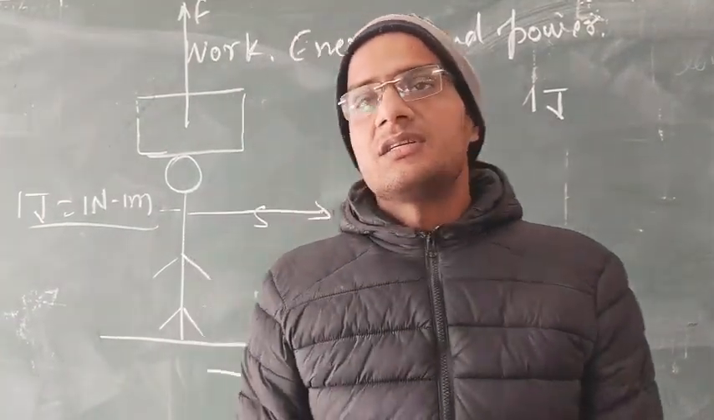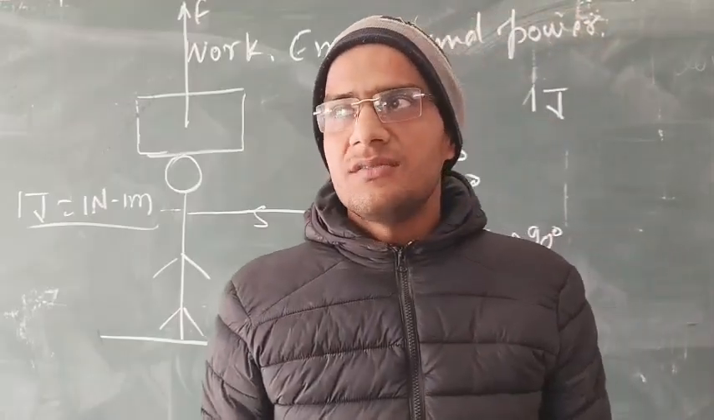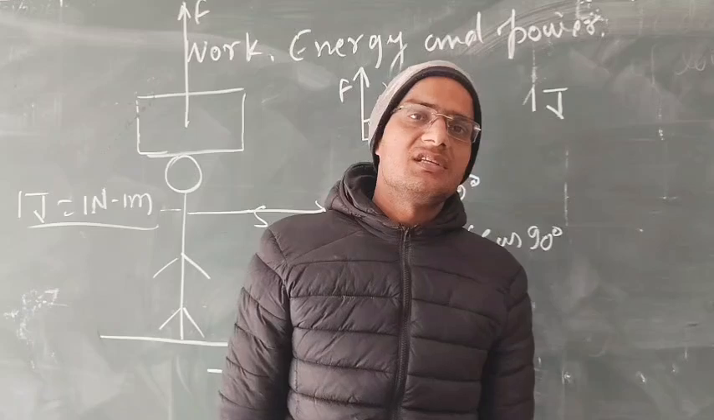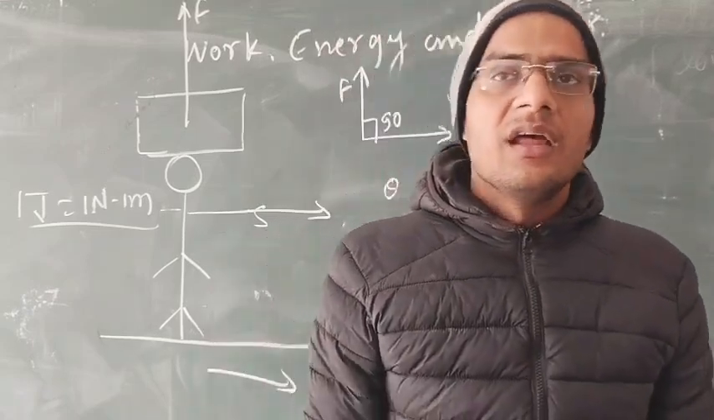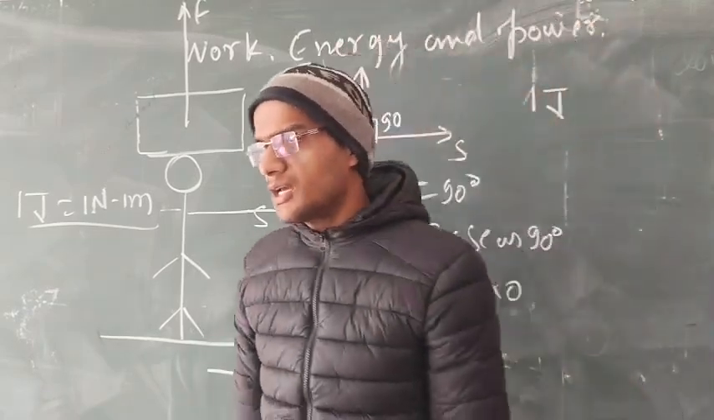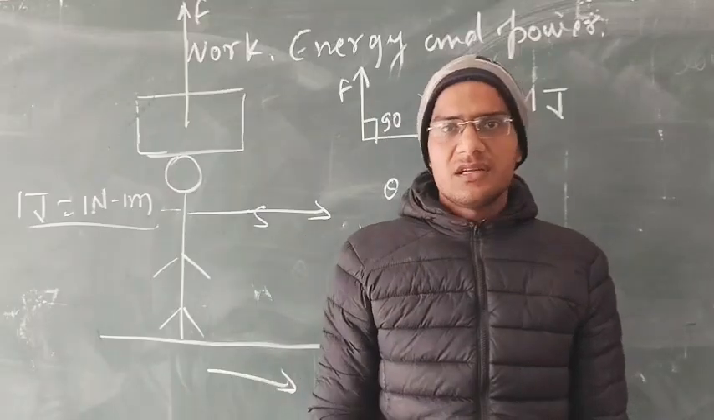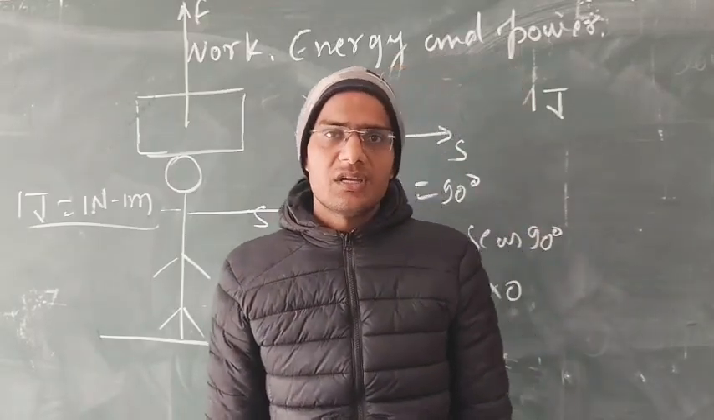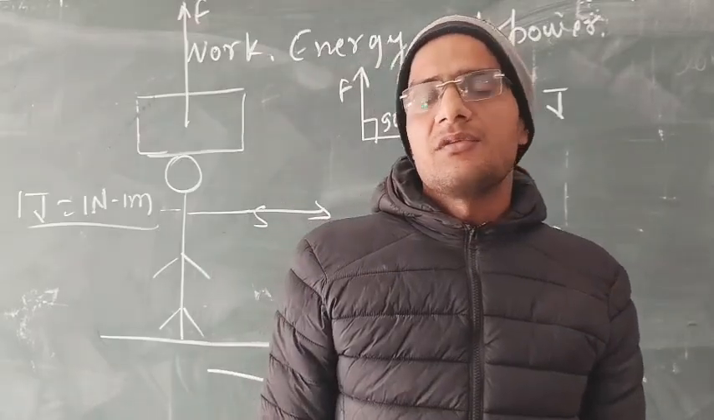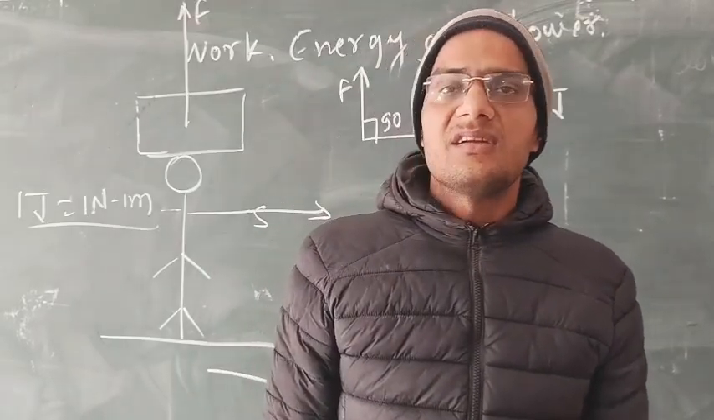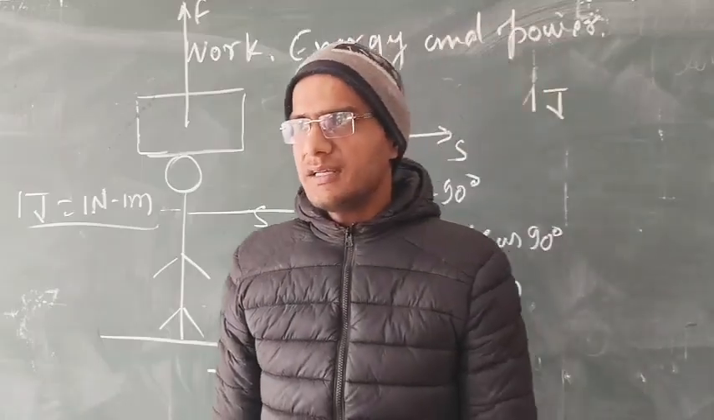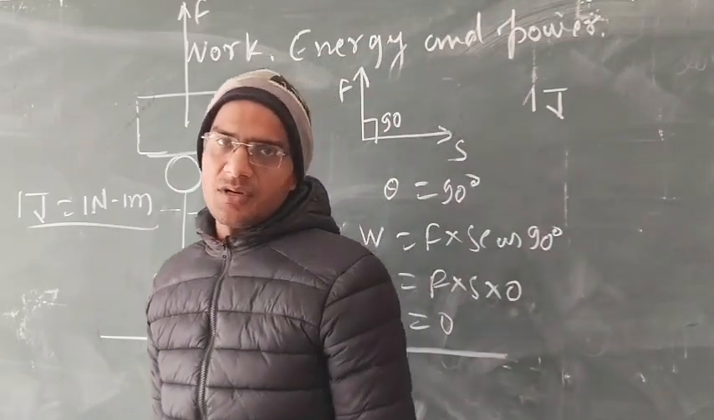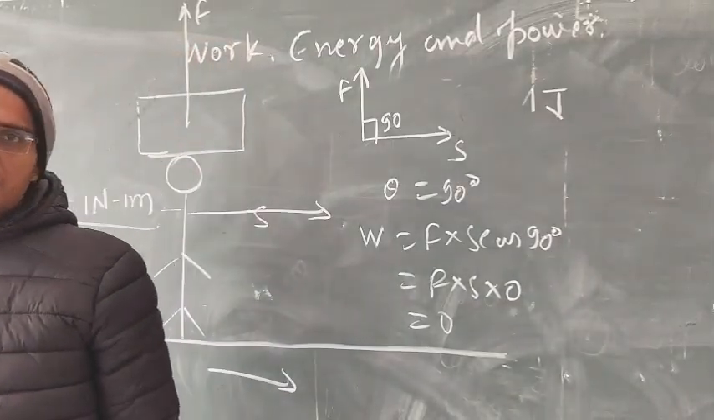Work is a scalar quantity. It may be positive, negative or 0. The work will be positive if the angle between force and displacement is an acute angle. The work done will be 0 if the angle between force and displacement is 90 degrees. And the work done will be negative if the angle between force and displacement is greater than 90 degrees. So work is a scalar quantity and its SI unit is the joule.